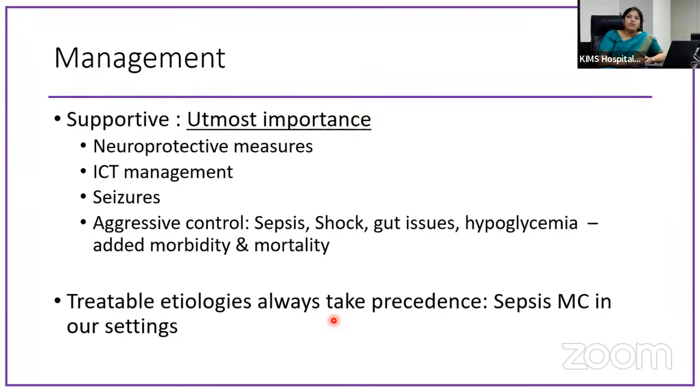So that is why supportive care and aggressive control of all these factors is extremely, extremely important. Treatable etiologies always take precedence. Sepsis is the most common in our setting, so it is always correct to work up for, and in neonates presumptively treat for, sepsis. Whenever we have a child presenting with encephalopathy, we can and should always downgrade our antibiotics in case sepsis is proved to be not present.